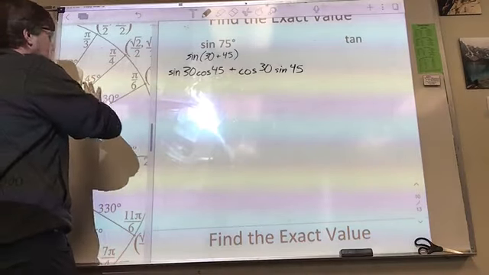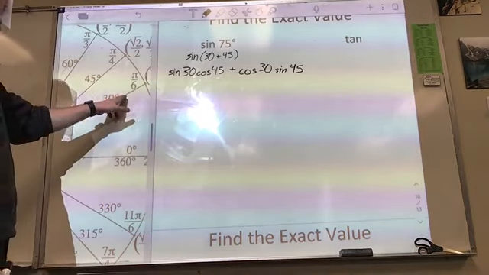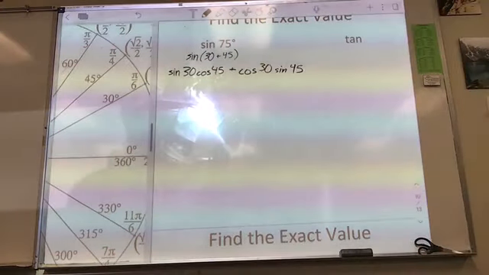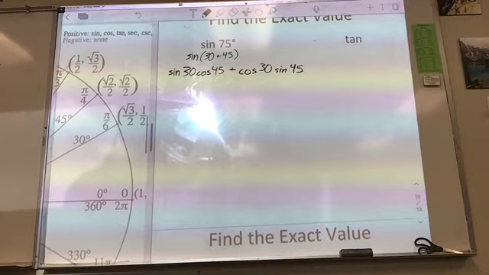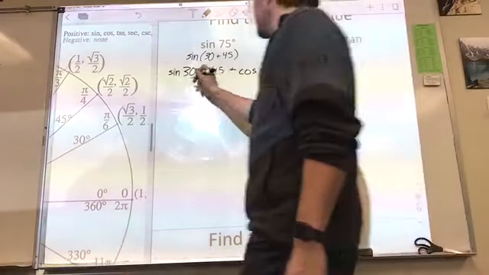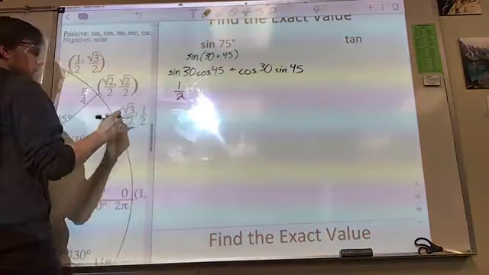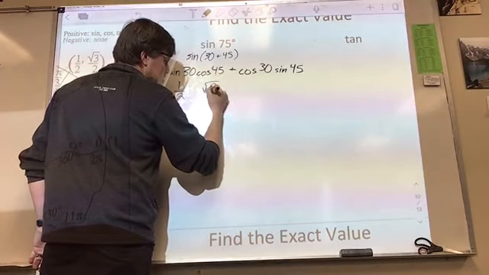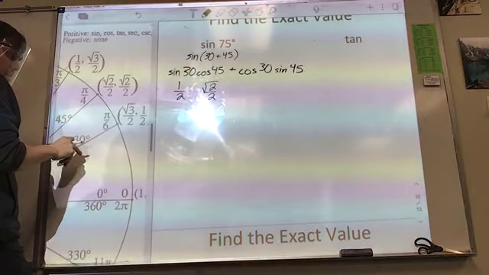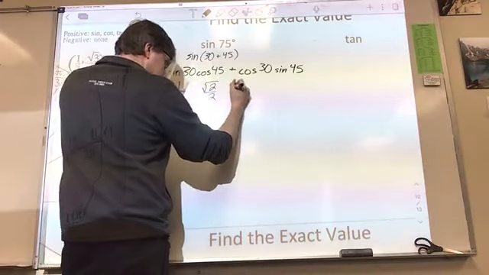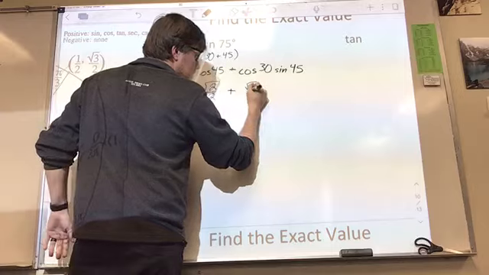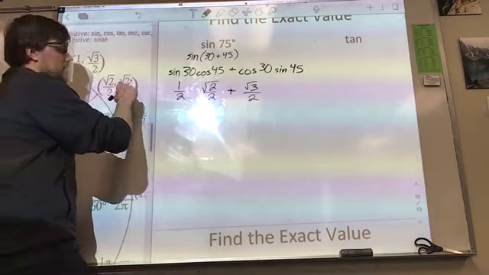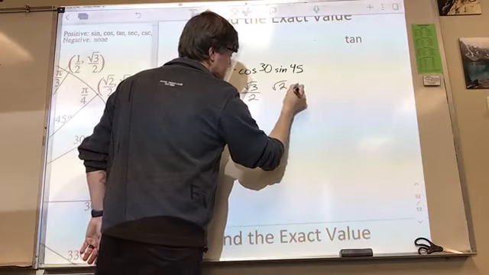Now we're going back to our unit circle. The sine of 30 is 1/2, I believe. Okay, sine of 30 is 1/2. The cosine of 45, well, everything in 45 is root 2 over 2, so root 2 over 2. The cosine of 30 is root 3 over 2, so plus root 3 over 2. And then the y of 45, everything of 45 is root 2 over 2.